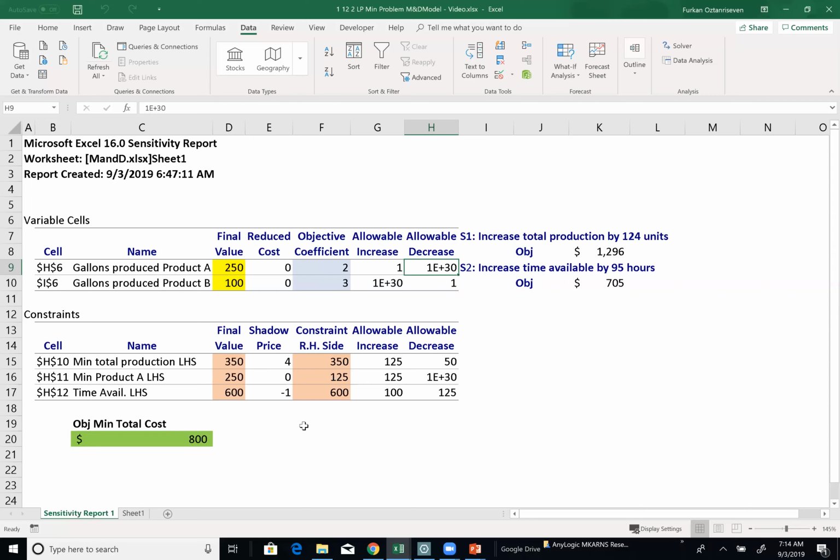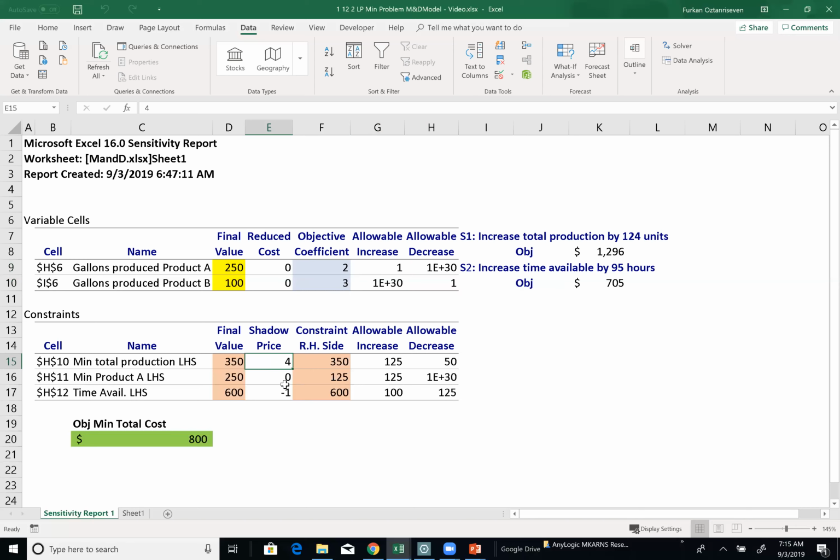If I look again at these values right here, my cost will increase by $4 every time I increase the total production requirement. So that is something to consider. As you see here, it's kind of counterintuitive, right? Here, one unit of production of A will increase my cost by $2, and here $3. However, if I ask for one more requirement, it's not 2 or 3, it's even more. My cost will increase by $4. So that's something to think about. The total production requirement is costing me so much money, $4 per requirement.